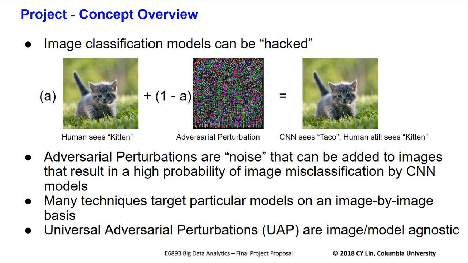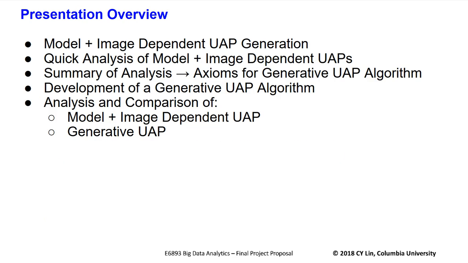Universal adversarial perturbations are perturbations that are effective across both images and models. For this presentation, I covered a lot of material in this project, so some parts I might have to rush through a little bit. Basically, I'm going to go over generating UAPs, analyzing those UAPs, summarizing that analysis, and using that information to help build a generative algorithm, and then finally analyze that generative algorithm and compare it to the original approach.